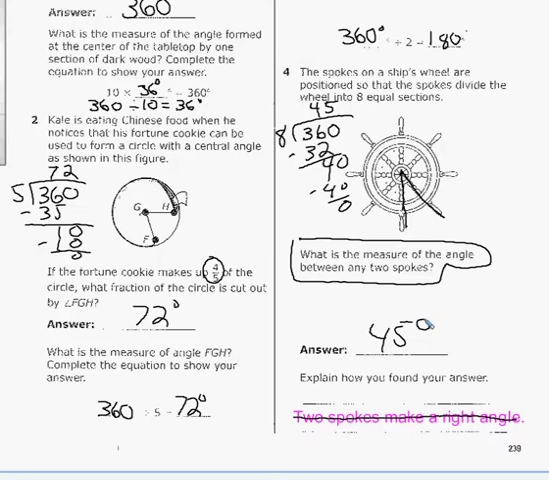And how we got that is by doing a division problem right there. We got it by saying that 360 divided by 8 equals 45 degrees. And that's a pretty common angle that we use pretty regularly because it's half of a right angle. So that's something you should remember.